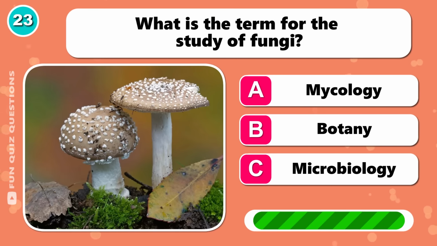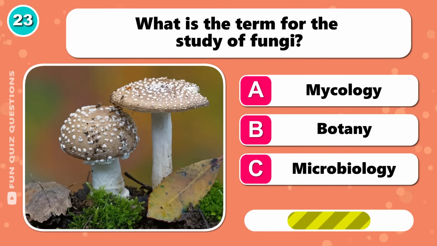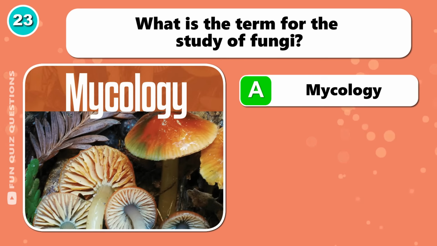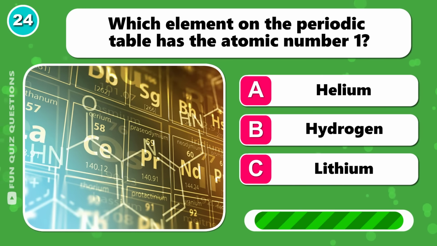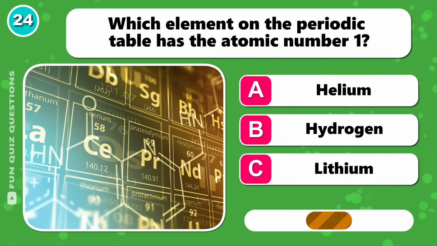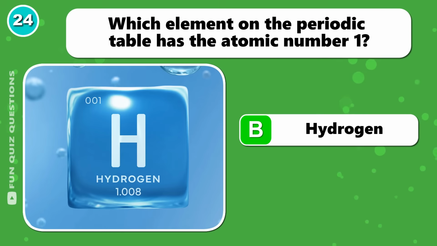What is the term for the study of fungi? That would be A, mycology. Which element on the periodic table has the atomic number 1? Yeah, it's B, hydrogen.